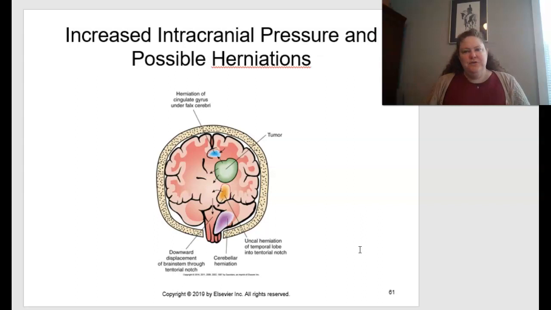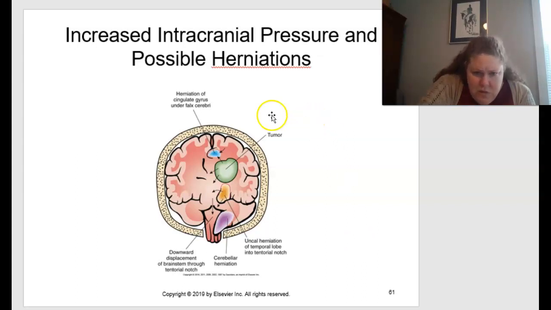So here is an increase of intracranial pressure and possible herniations. This is figure 14.8 in your book on page 342. So you would have a herniation of the cingulate gyrus underneath the falx cerebri. That would be here. You could also have a tumor that can compress here. You could also have an uncal herniation of the temporal lobe into the tentorial notch. You can have a cerebral herniation, or you could have a downward displacement of the brainstem through the tentorial notch.